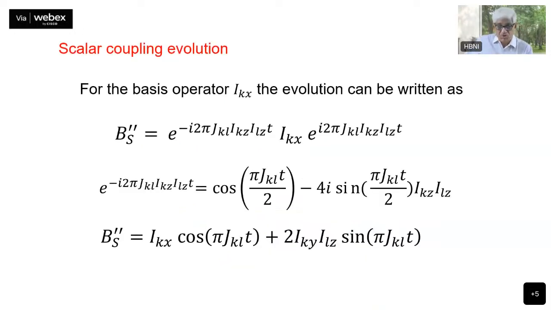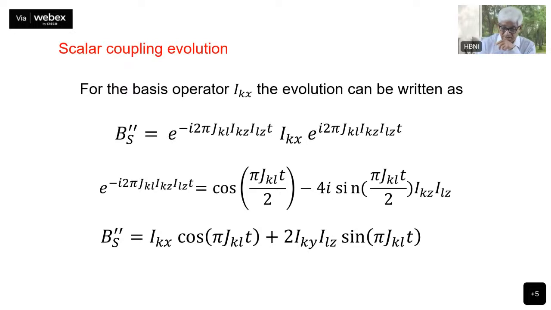Let's do the same thing for a coupling Hamiltonian. Scalar coupling Hamiltonian, the Hamiltonian is now e to the minus i 2 pi Jkl iKz iLz t, Kx, e to the i 2 pi Jkl iKz iLz t. Okay, the coupling Hamiltonian is KzLz. The shift Hamiltonian was Kz only. So here the coupling Hamiltonian is KzLz. Therefore, we are putting here Jkl iKz iLz.